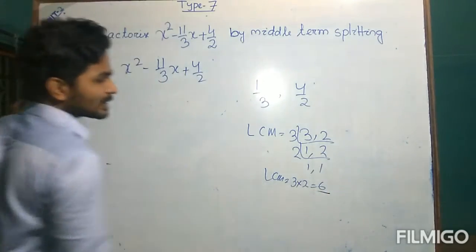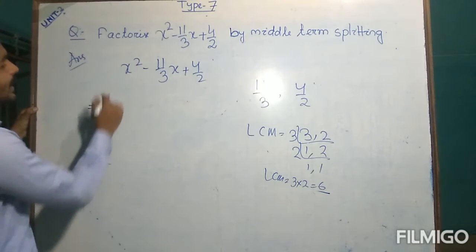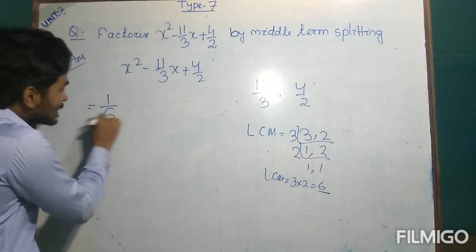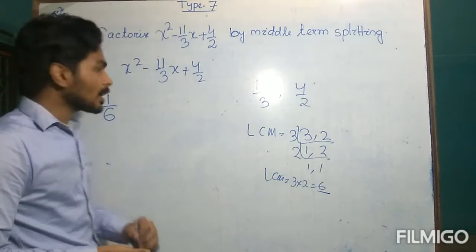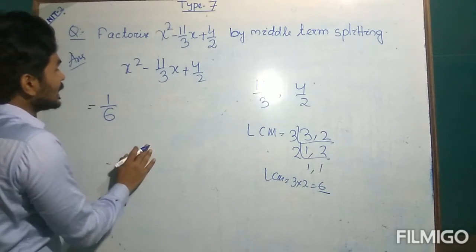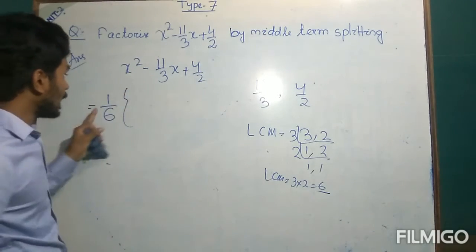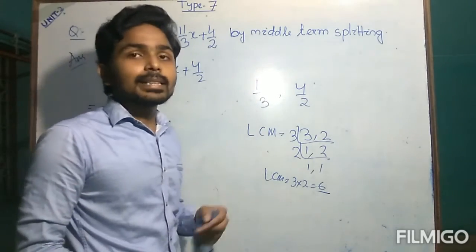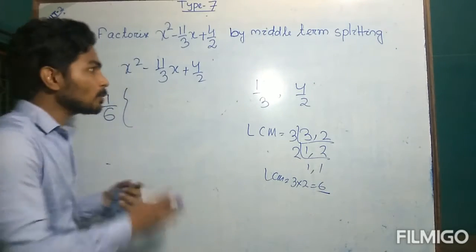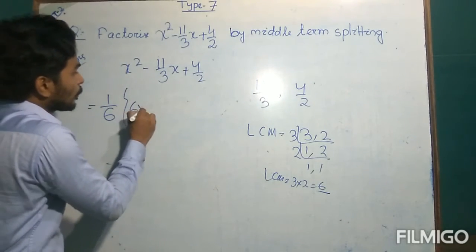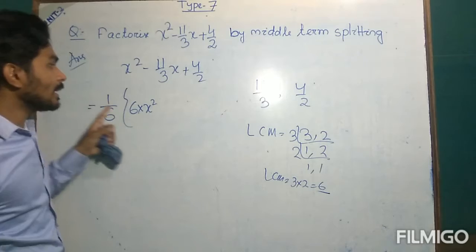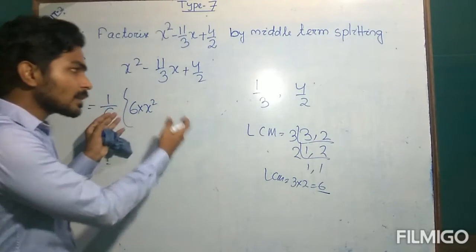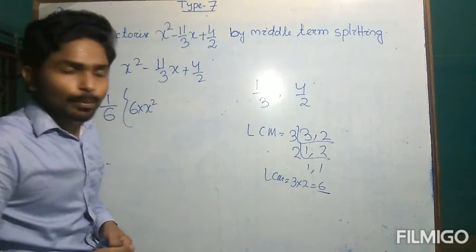So we get 6 as the LCM. So we need to take 1 by that LCM, that is 1 by 6, common from all these three terms. And I have told you, if you are taking 1 by 6 common, then that 6 is multiplied with all the terms. Why am I multiplying this? So that after multiplication, this term is completely equal to this quadratic polynomial.